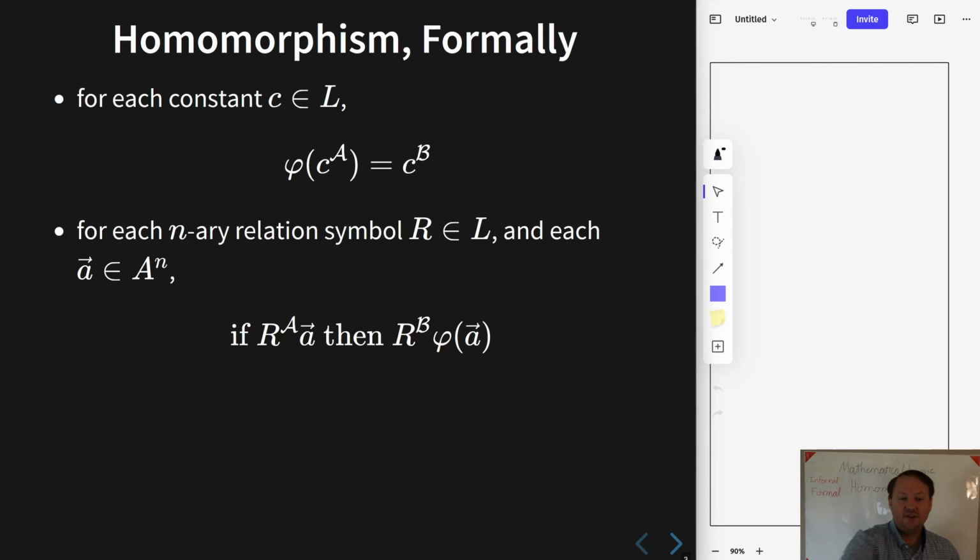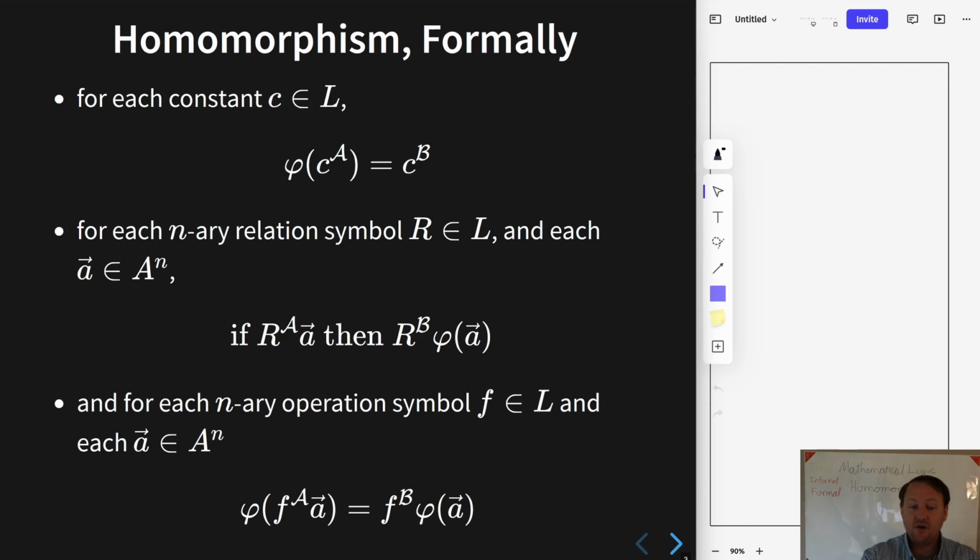And then we have a similar description of what should happen with the relations, right? If you have this holding before the mapping, then whatever you assign the elements to after the mapping, you should get the same relationship according to the other structure on the same symbol. And then we have another one for the function symbol and so on.